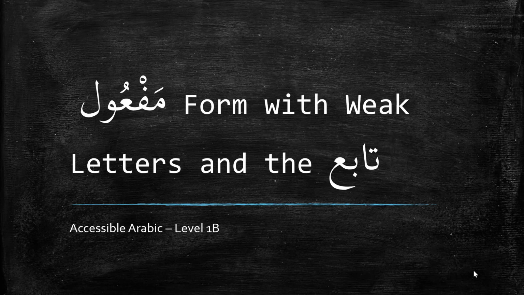So there are two things that we'll talk about, and I'm going to add a third one in there as we didn't discuss it before, but we will be discussing it. So since I'm doing the video anyway, might as well give you a heads up with it. So in this video, we're going to be looking at the maf'ool form with weak letters and the Taabi3, which we discussed previously. Taabi3 is on the fa'il form for tabi'a.